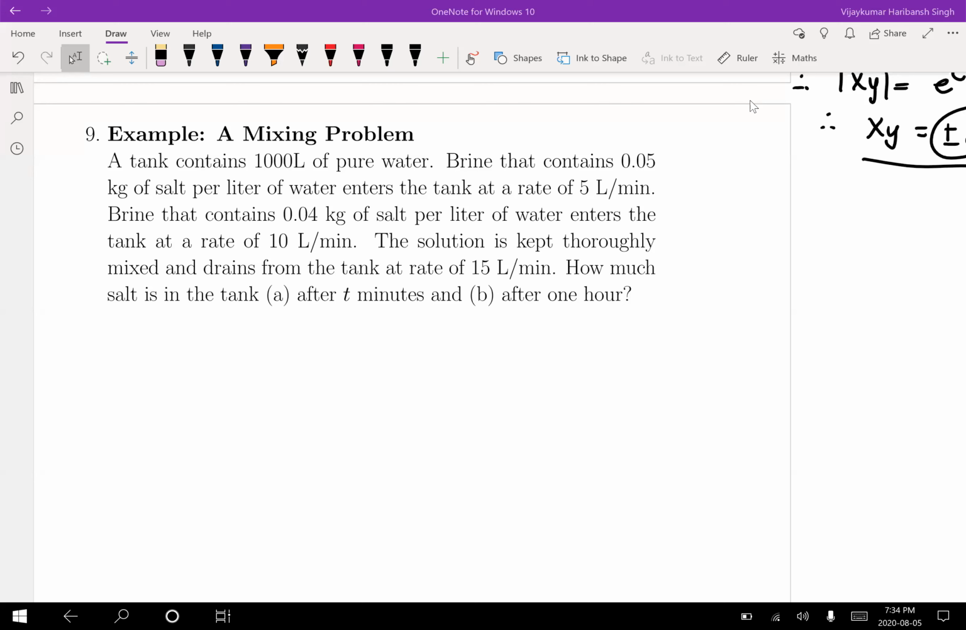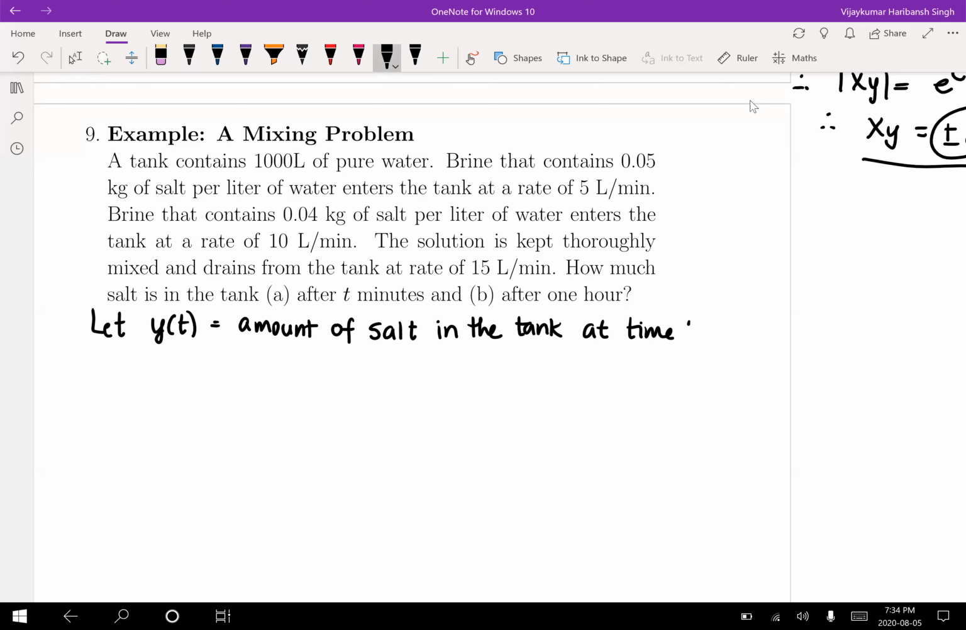Since we want to find out the amount of salt in the tank at time t, let y of t be the amount of salt in the tank at time t. And this amount is measured in kilograms.